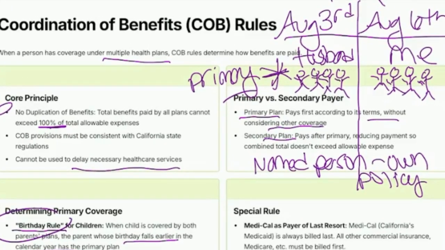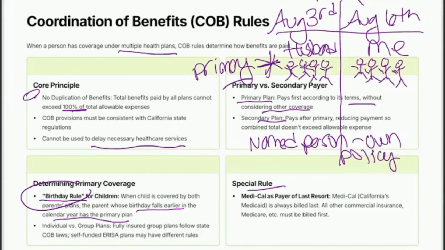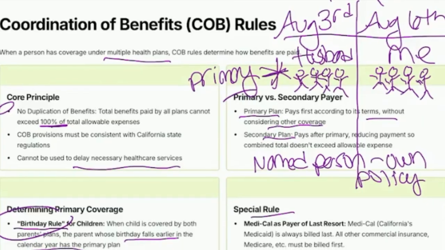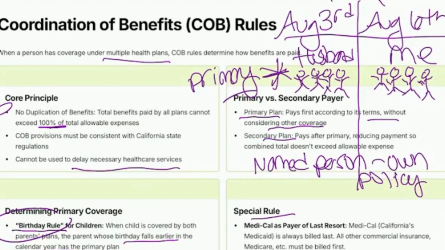Medi-Cal as payer of last resort. Medi-Cal is California's Medicaid, right? And Medicaid is for those of financial need. If for some reason you had these policies plus Medicaid, which generally you're not going to qualify for if you have these other policies, but say you work somewhere, still fall below the income limits, and your work provides the policy, Medi-Cal is always last, right? Because this is funded on state policies. If you have commercial insurance, Medicare, etc., those must be billed first.